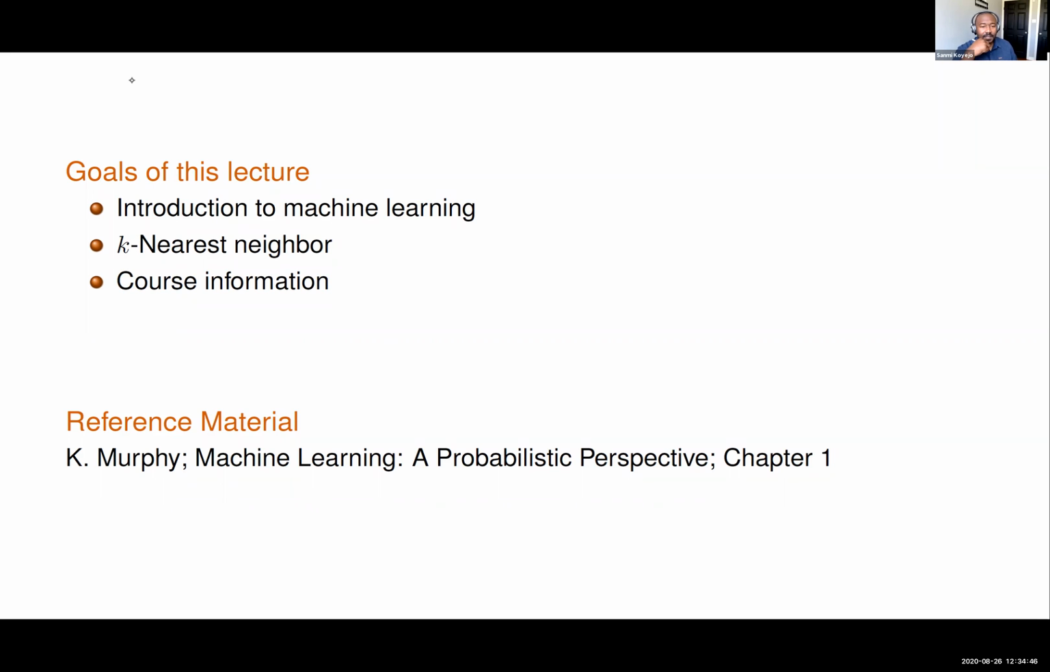We'll do a high-level intro to machine learning. We'll talk about k-nearest neighbors, and then we'll leave the last chunk of class for discussion about course information and general course setup. The main reference for this lecture is chapter 1 of Kevin Murphy's book, Machine Learning: A Probabilistic Perspective.